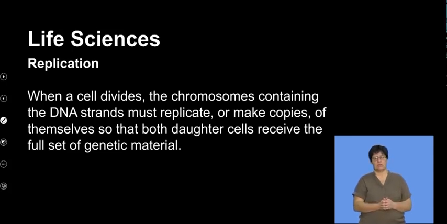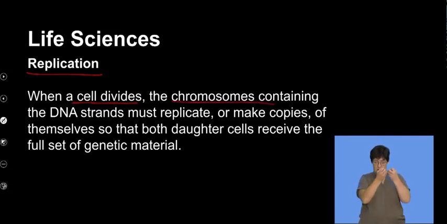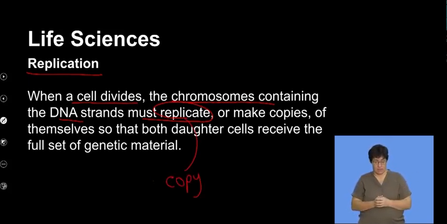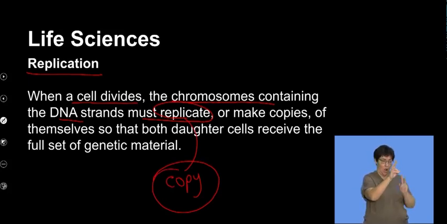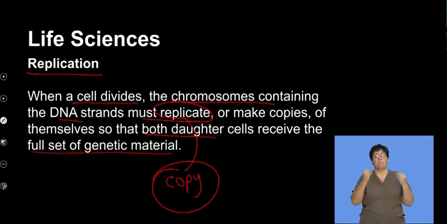So, if we try and understand replication as an overview of the role of DNA, we know that cells divide, and in order for cells to divide, there needs to be some process of organization. So when a cell divides, the chromosomes containing DNA strands must replicate. Another word for replicate is copy. So it's important that the DNA of a cell is copied, so that when we produce two daughter cells, these two cells receive a full set of genetic information.